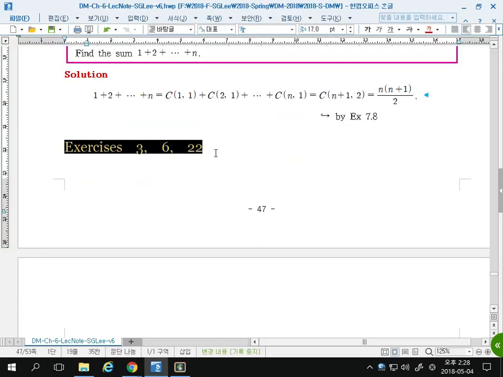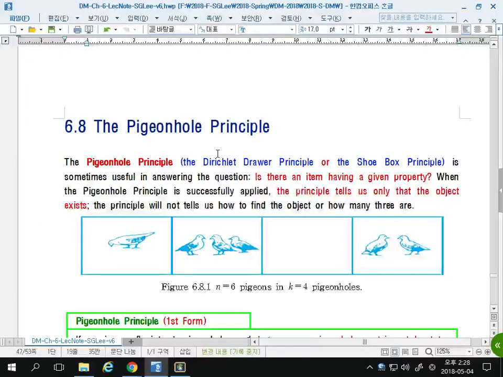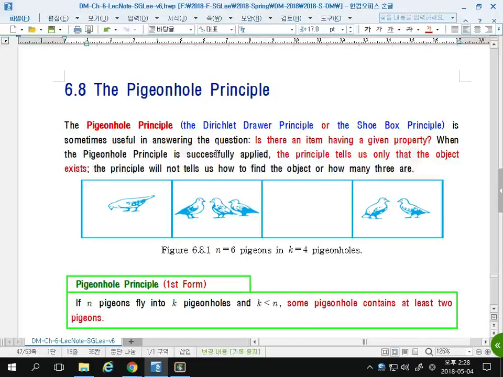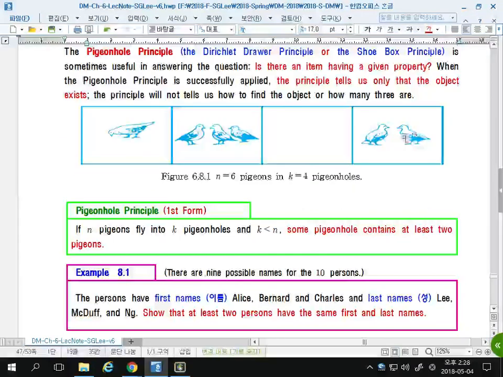There are 3 exercises to be covered. And next, Pigeonhole principle. Okay, you have learned the Pigeonhole principle. This principle is called the Dirichlet's drawers principle or the shoebox principle.